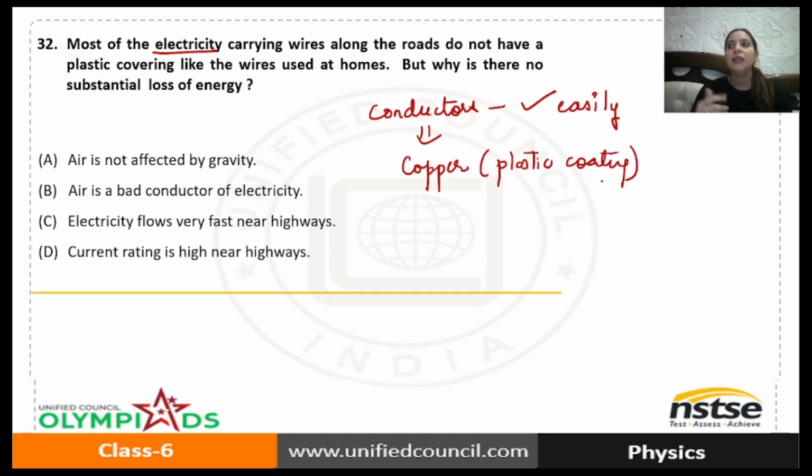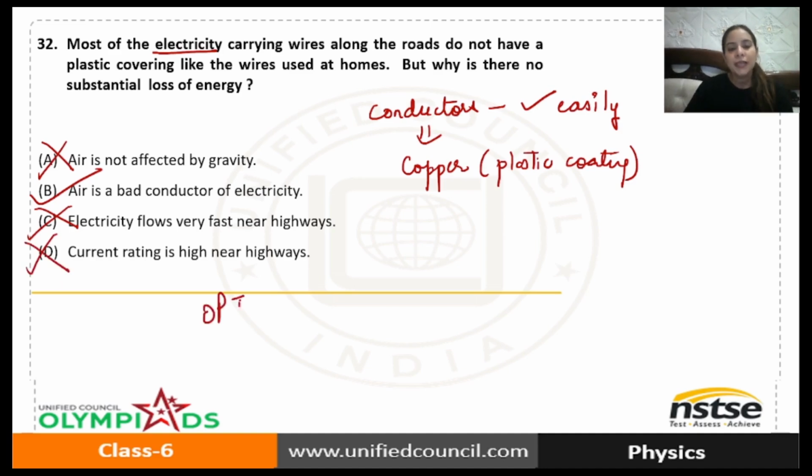The reason being, around them on the road, you see air present, and air actually is a bad conductor of electricity. So that is the reason option A, which says air is not affected by gravity, is wrong. Air is a bad conductor, true. And electricity flows very fast near highways, again false. Current rating is high near highways, again wrong.